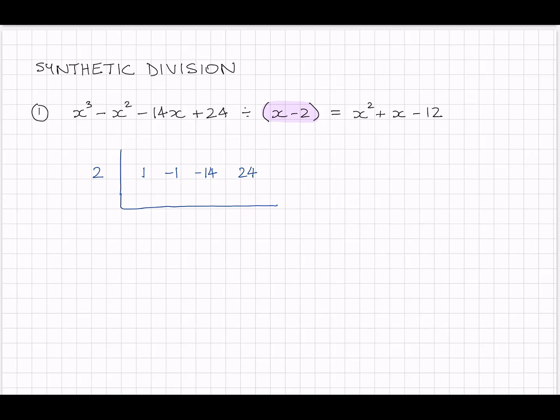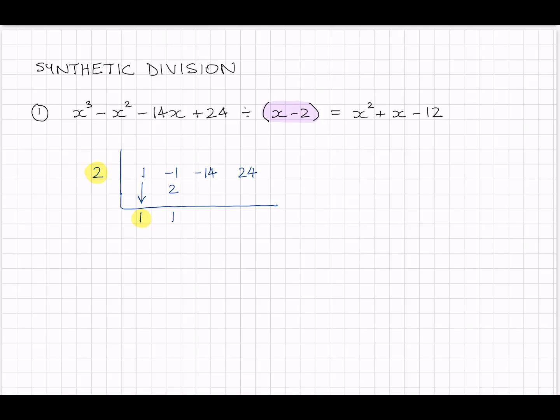The next step is we bring down the first coefficient, and we write that beneath the half rectangle. And then the number outside, this number here, we multiply by the number beneath the rectangle. So what is 2 times 1? Not a trick. 2. Good. So we write 2 here. And now we add the two terms. So what is negative 1 plus 2? 1. So we write that down here.